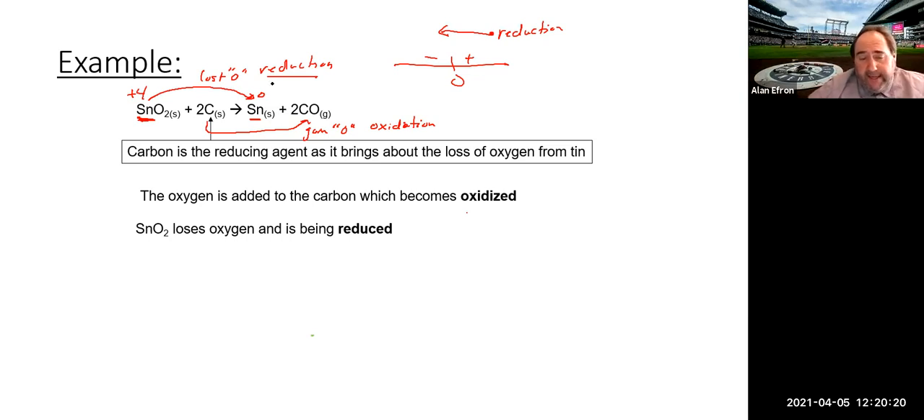So in this case, because the tin is going through reduction, the tin would then be our oxidizing agent. This guy would be our oxidizing agent. And because the carbon here is going through oxidation, the carbon would obviously be our reducing agent. Any questions on that there?